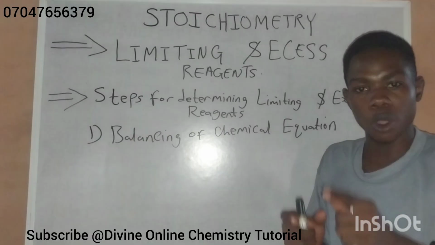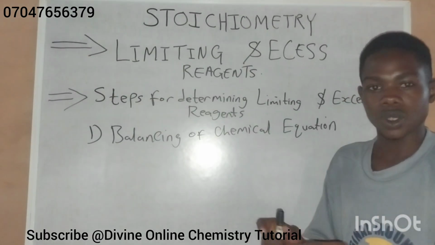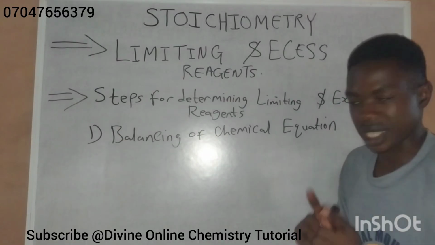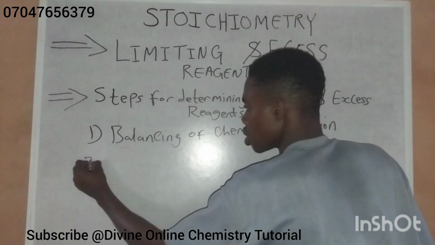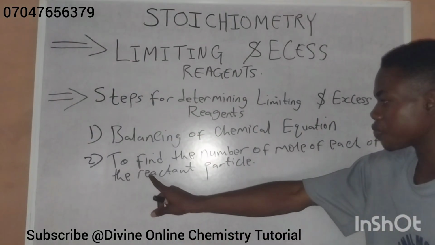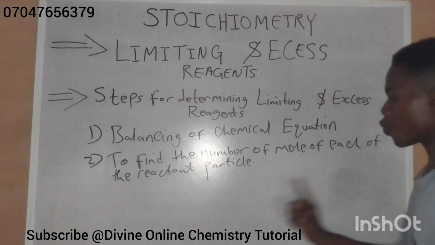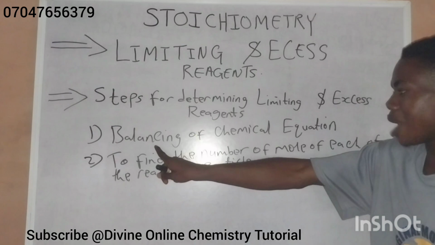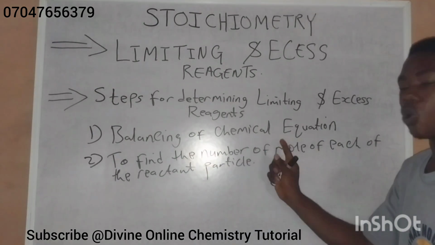Find the number of moles. So the second step is to find the number of moles of each of the reactant particles. We can only find the number of moles by first of all balancing the chemical equation.